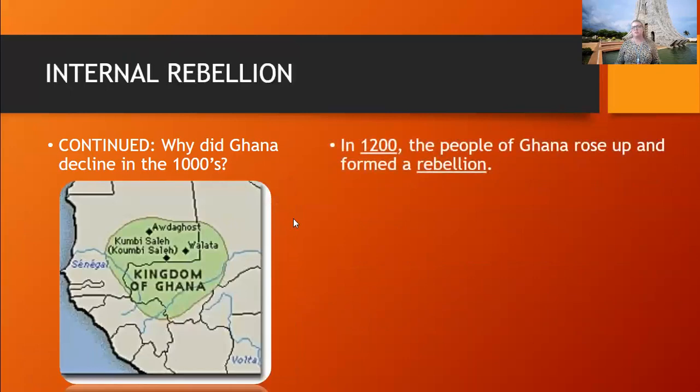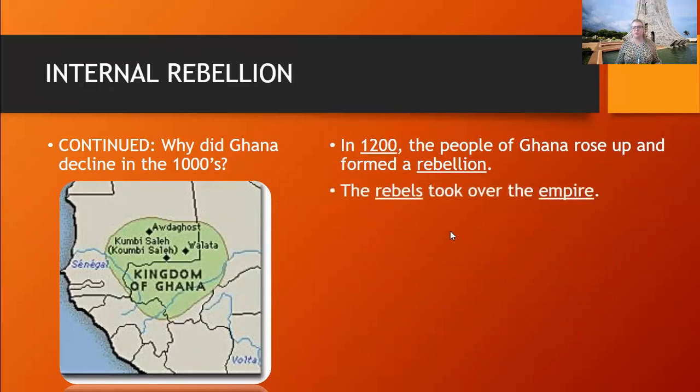And the last part is the internal rebellion. So in 1200, the people of Ghana rose up and formed a rebellion. Remember how I said that the people were being overtaxed when they were trading. And Ghana's king Tukamenon at this time was just spending all of their money. And so the more money he spent, the more he taxed the people to raise more money.